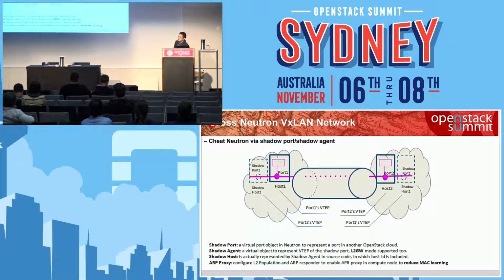We had one session yesterday about the Tricircle project update, with more detailed information about the cross-Neutron VXLAN network.